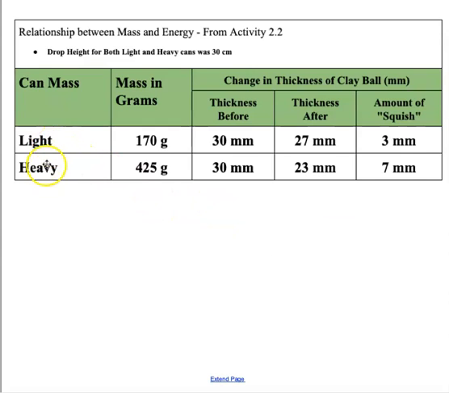So when we talk about the light and heavy can, if you're going to start talking about a relationship between those two, you're going to have to use the amount of squish, because that's what we did this for. We dropped it from the same height. We have different masses, so you can include those as well, but you have to somehow include the amount of squish, because that's what separates the heavy can, which is more mass, and the light can, which is less mass.